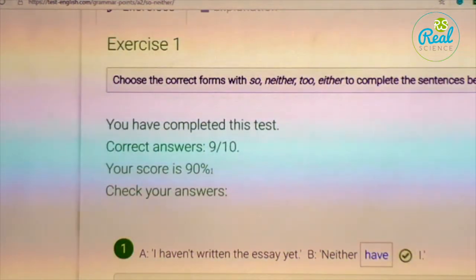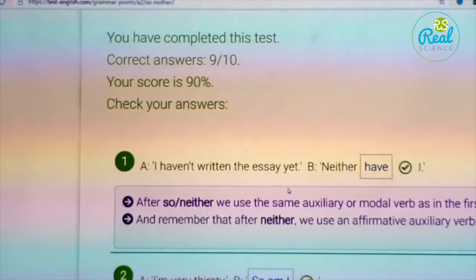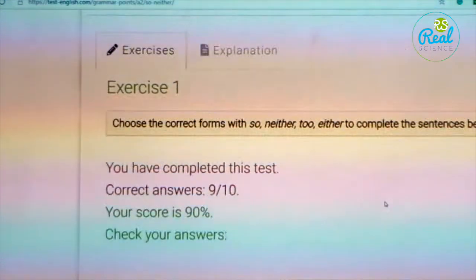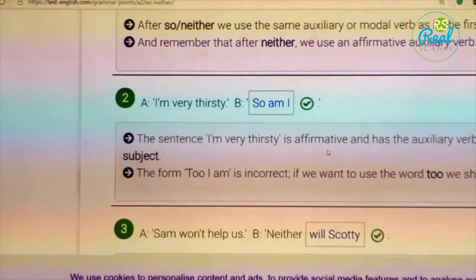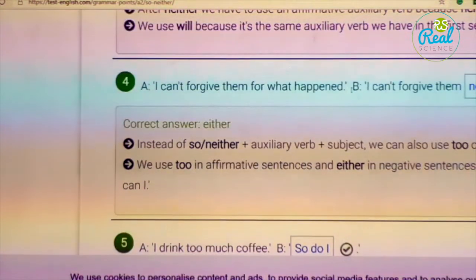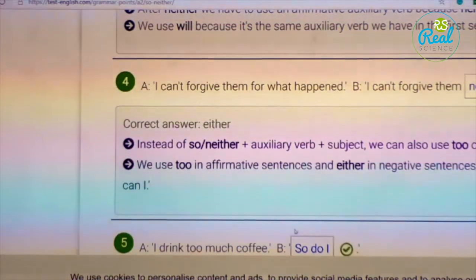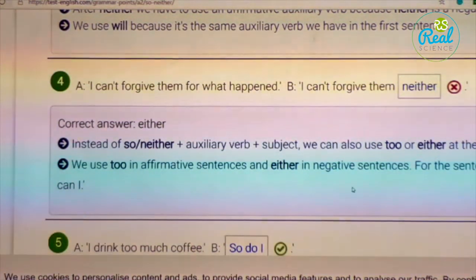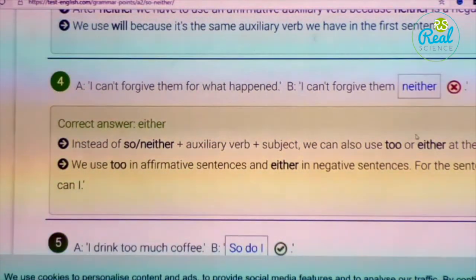Actually, your score is 90%, guys. Very good. We have just one mistake. So the first is correct, second correct, third correct. Look at the fourth. Incorrect. Here we have to choose what? Instead of "so," "neither."